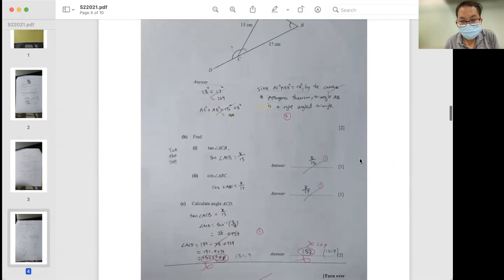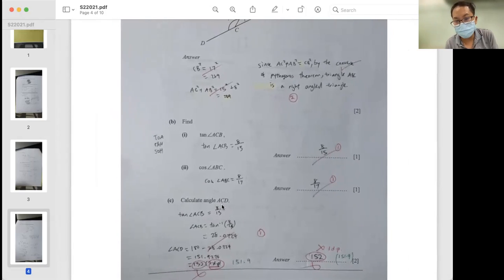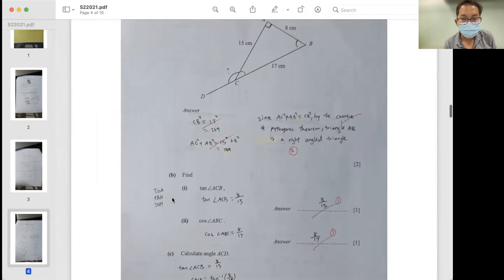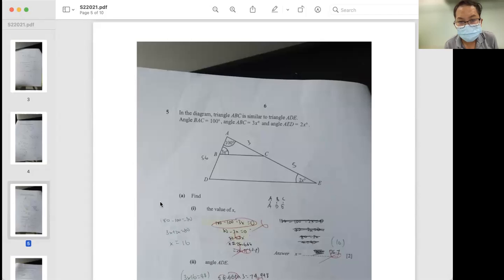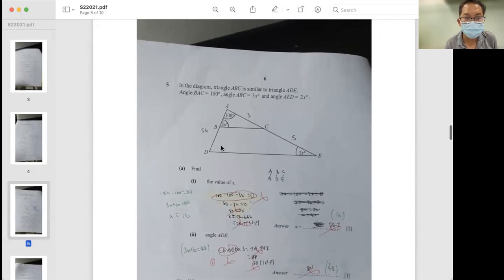Okay, so here's the answer. Your part C answer, angle ACD, right? Make sure to give to 1 dp if the answer continues. So 151.9. Okay, so this one, similar triangle. I will skip this similar triangle. Rather, I give you another question similar to that.